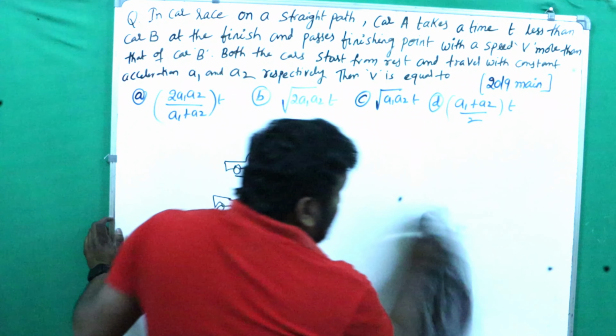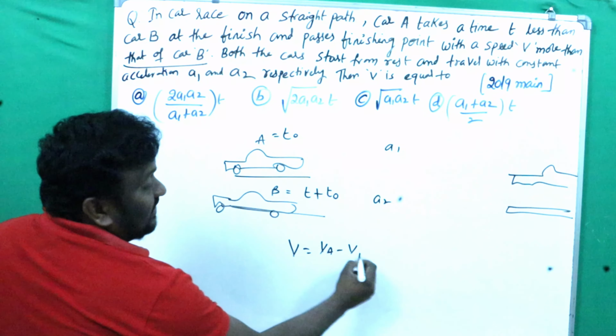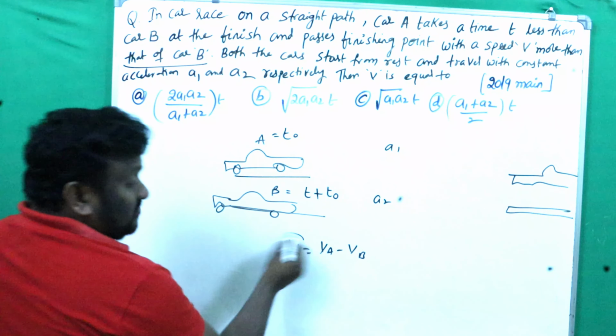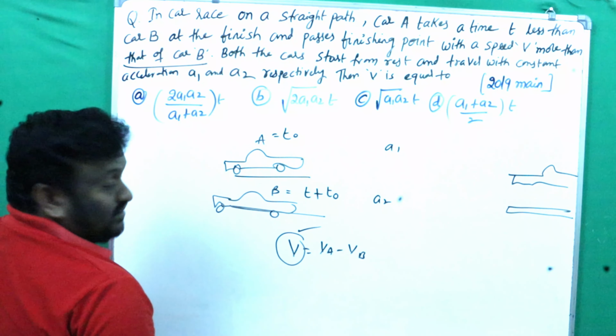So both start from rest and they are moving with accelerations of A1 and A2. And A reaches the finishing point early compared to B, passing the finishing point with a speed V more than that of car B. So here V is equal to nothing but VA minus VB. This is the amount of velocity by which it is more than B. That is what we have to calculate.